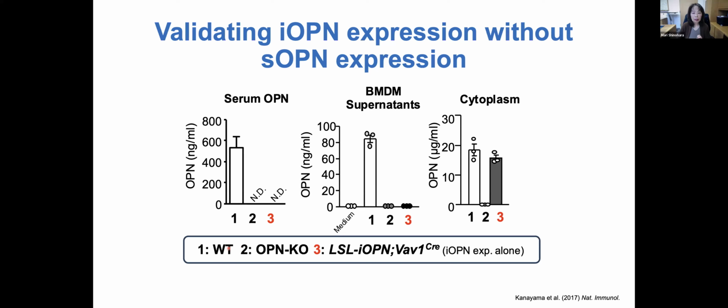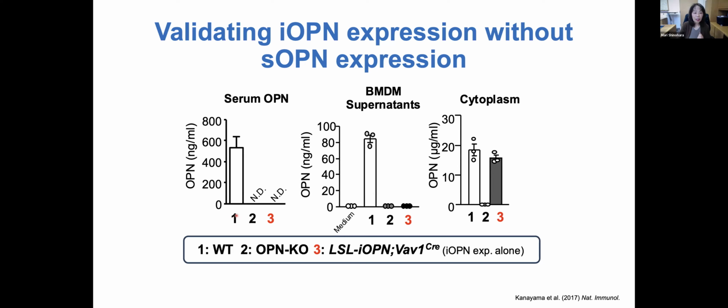So three different groups. The first one is wild type. The second one is OPN knockout, total knockout, no iOPN, no sOPN. The third one is a new mouse line we generated, LSL iOPN, expressing only iOPN under control of Vav1. Vav1 Cre is active only in hematopoietic cells, which means basically most of the immune cells, including T cells.